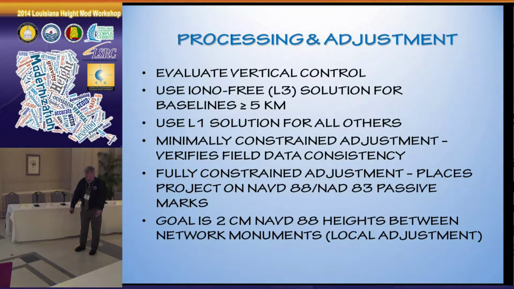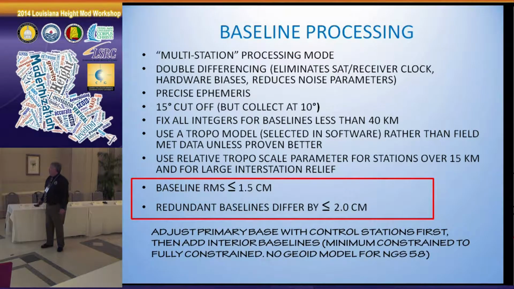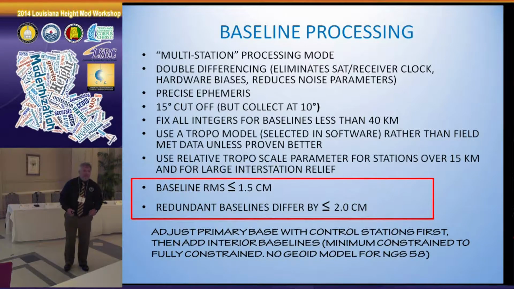Then you do a minimally constrained adjustment, constraining 1 point. Then you do a fully constrained adjustment, adding the known stations that have worked. The goal is 2 centimeters. The processing, this is the tough part, because if you have a GIS manager, no offense, Josh, that wants you to occupy a point underneath a tree for a flight line, and it's an oak tree, you're going to have a lot of problems getting an RMS less than 1.5 centimeters. And sometimes that happens.